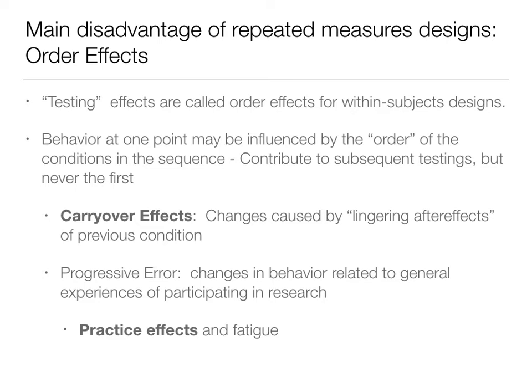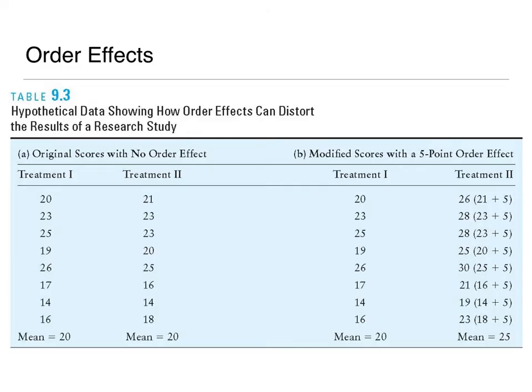So that's the major disadvantage of a repeated measures design: these order effects. Somehow, by repeatedly measuring something, the order of those conditions will influence the behavior in those subsequent testings. So here's an example. Say we have two studies that we're looking at, and this is just to show you how order effects can mess it up. And the problem is you don't know if you have order effects or not.